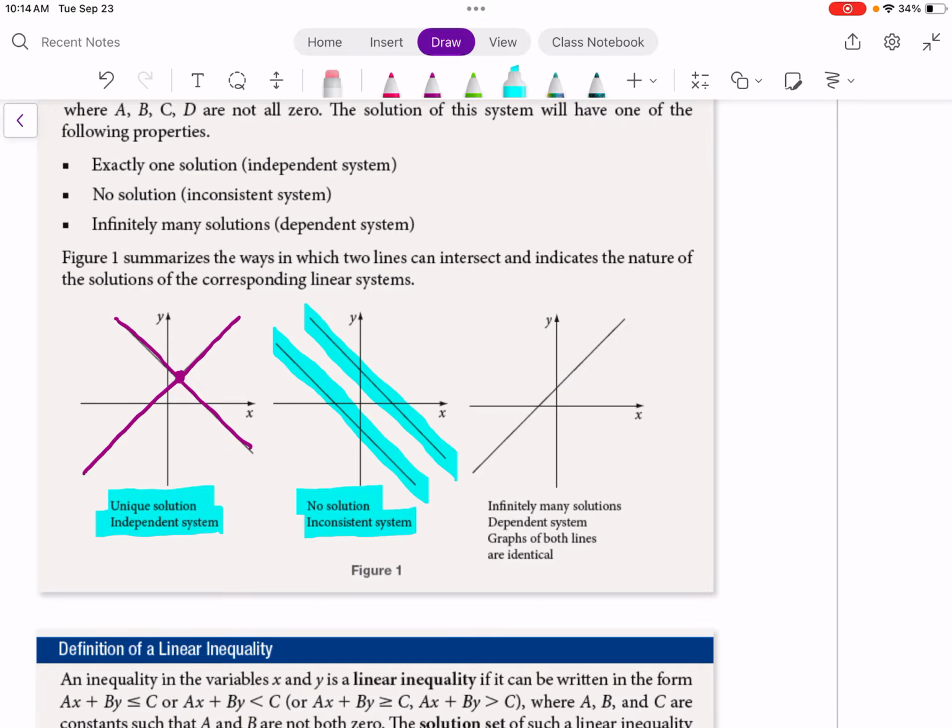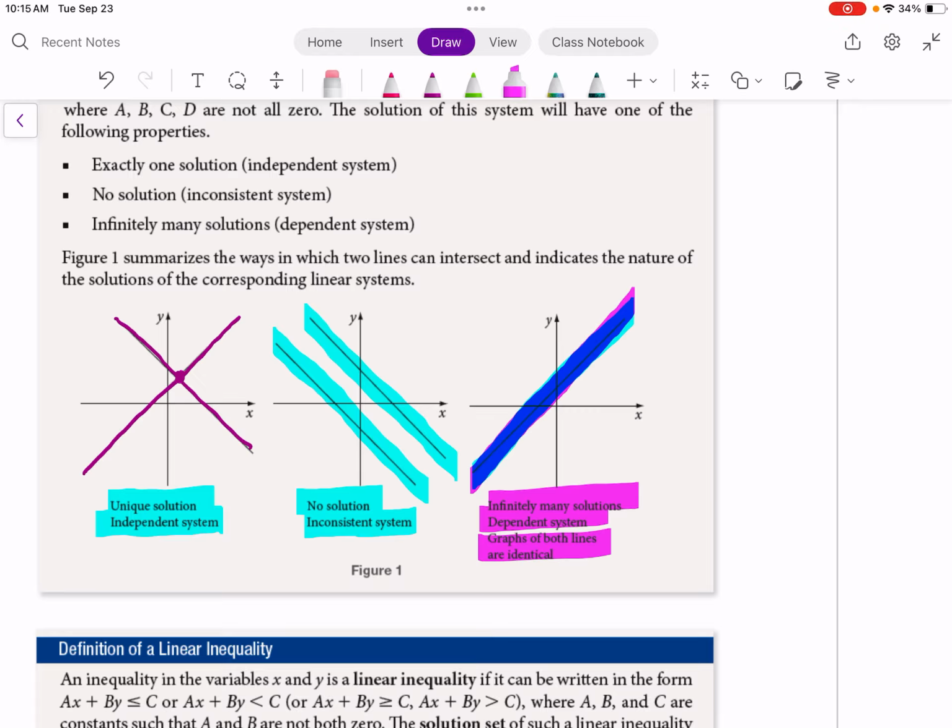Now the third case: we have a line, so we have this equation, and our second equation is also the same line. Now at how many points do our two lines intersect each other? Infinitely many points, right? So in this case, we have infinitely many solutions, and we call these two equations a dependent system, and as mentioned here, the graphs of both lines are identical. So these are the three different cases we will see.